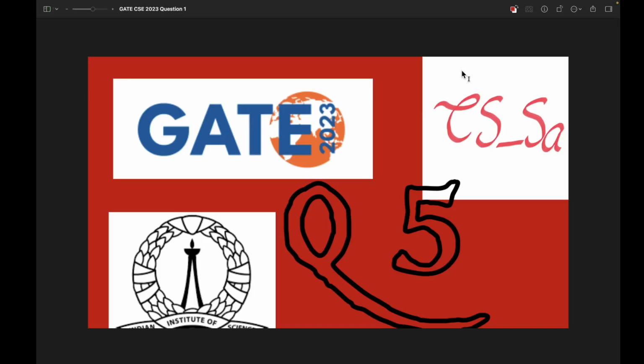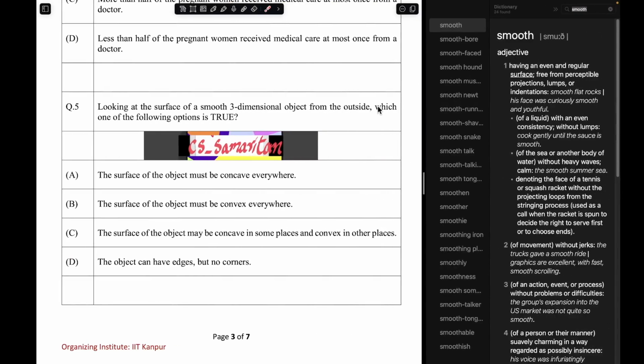Good morning, students. Today we are going to solve question 5 from GATE CSE 2023. The question states that looking at the surface of a smooth 3D object from the outside, which one of the following options is true? This is a 1-mark question and also it is an MCQ, so only one option will be correct, right? They are telling us that looking at a surface of a 3-dimensional smooth object from the outside, which one of the following options can be true?